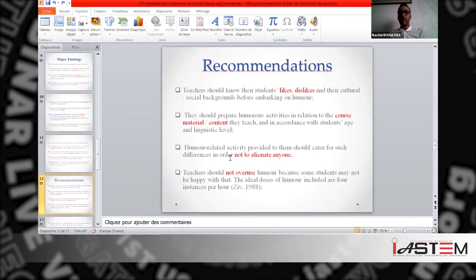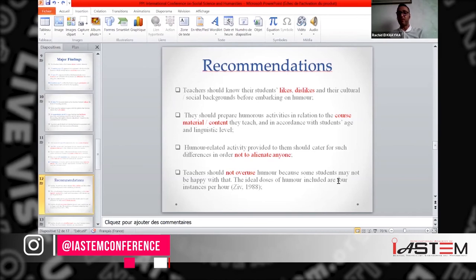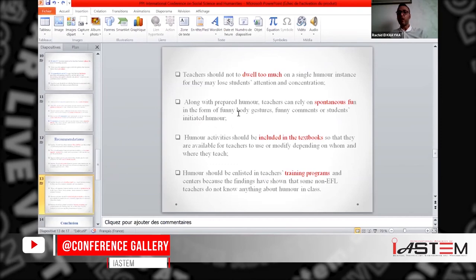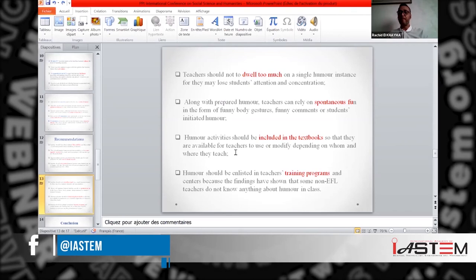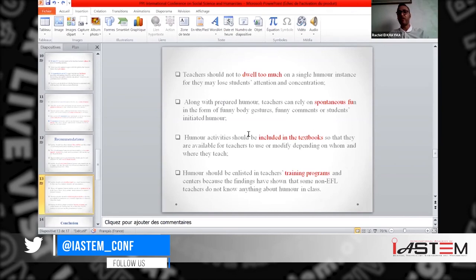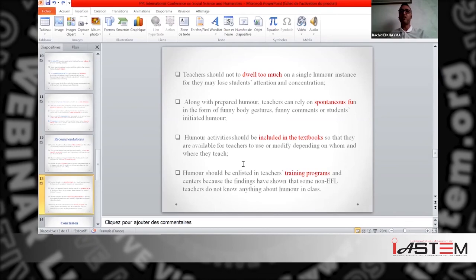Teachers should not overuse humor, because some students might not be happy with the overuse of humor. That can also be counterproductive. Teachers should also rely on spontaneous humor. The people in charge of education should include humor in textbooks to help teachers use humor more and more.